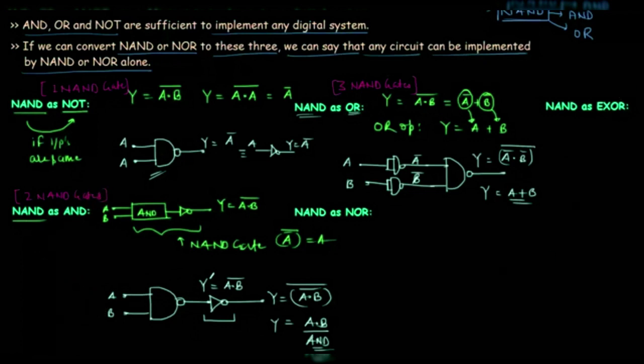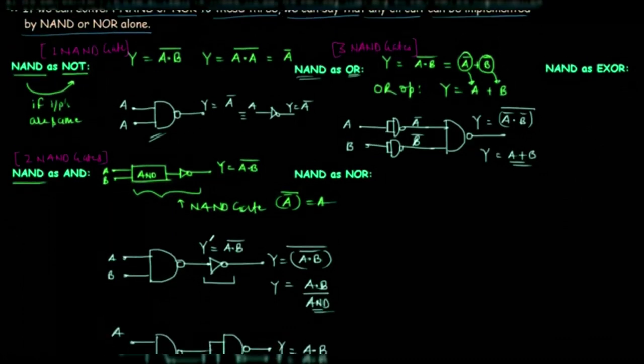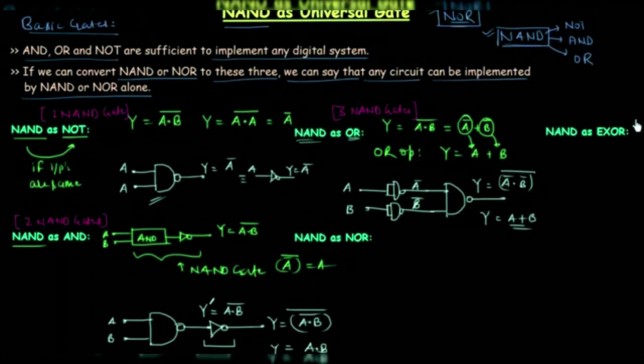The next thing is implementation of the NOR gate, but before this I would like to tell you that we have already proved that NAND is a universal gate, because we have implemented the NOT gate, the AND gate, and the OR gate. We have already implemented the 3 basic gates, AND, OR and NOT, and we have done this by only using the NAND gate. So NAND is universal. We can implement any digital system by using the NAND gate.